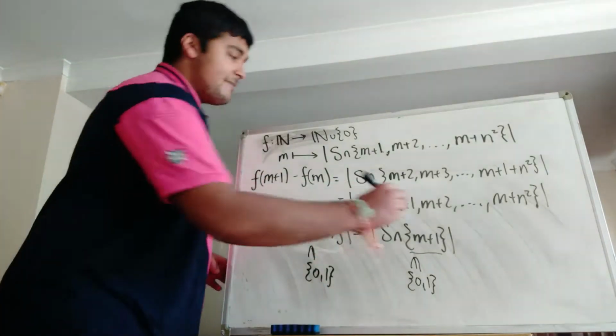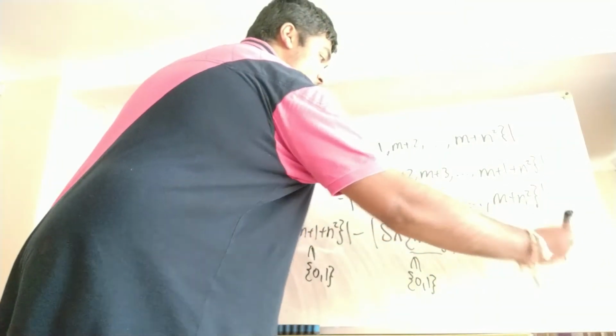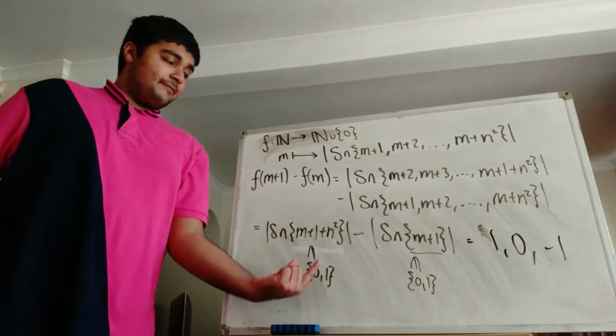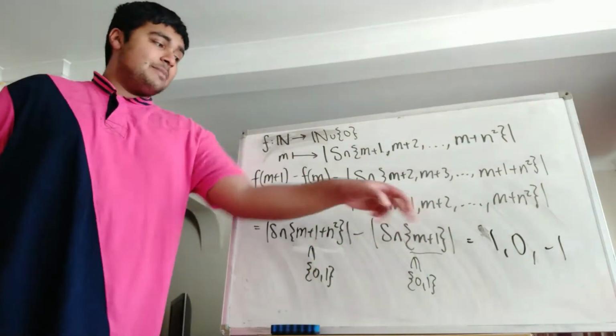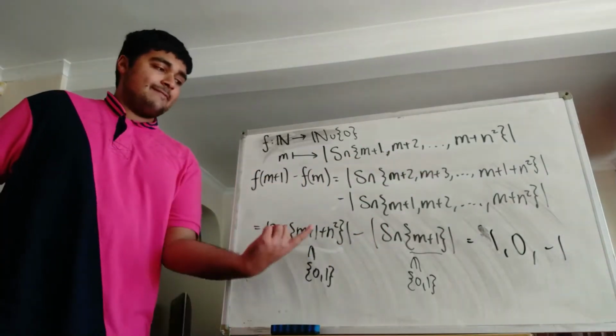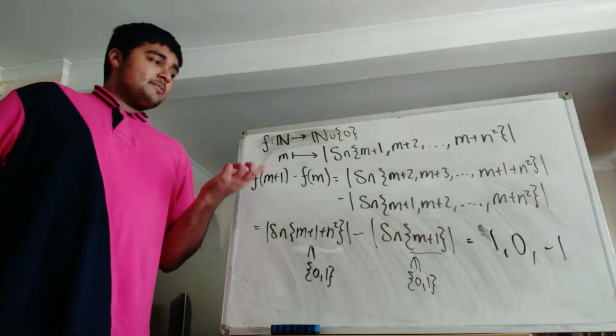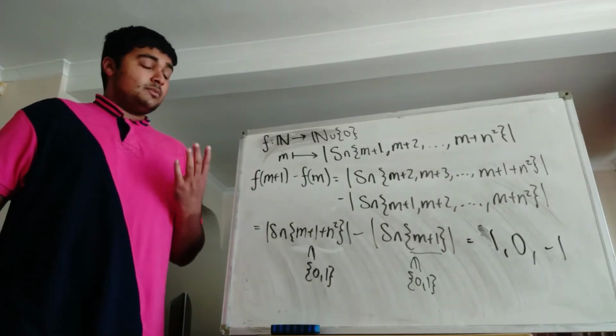So it can only take a few values, namely it can either be 1, 0 or minus 1. So it can be 1 if this is 1 and this is 0. It can be 0 if these two are the same, so both 1 or both 0. Or it can be minus 1 if this guy here is 0 and this guy here is 1. So we've shown that the difference between two terms is either 1, 0 or minus 1.